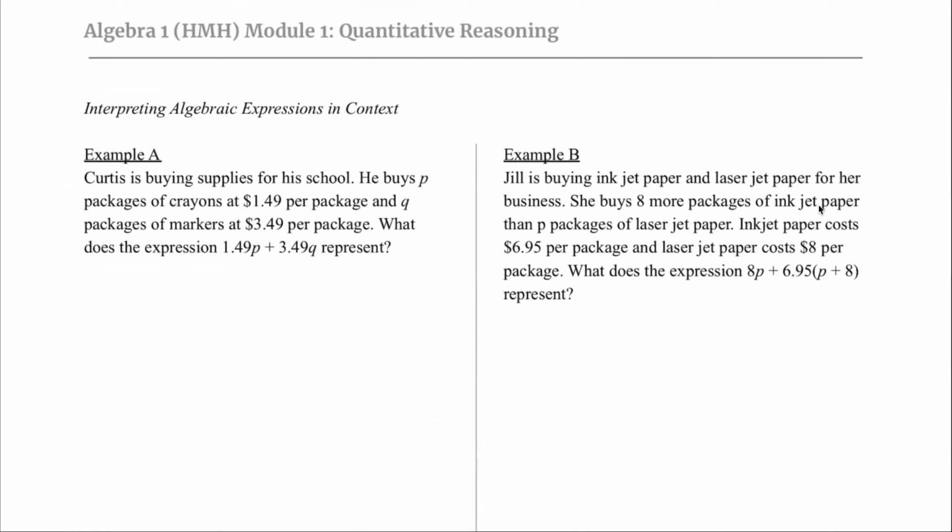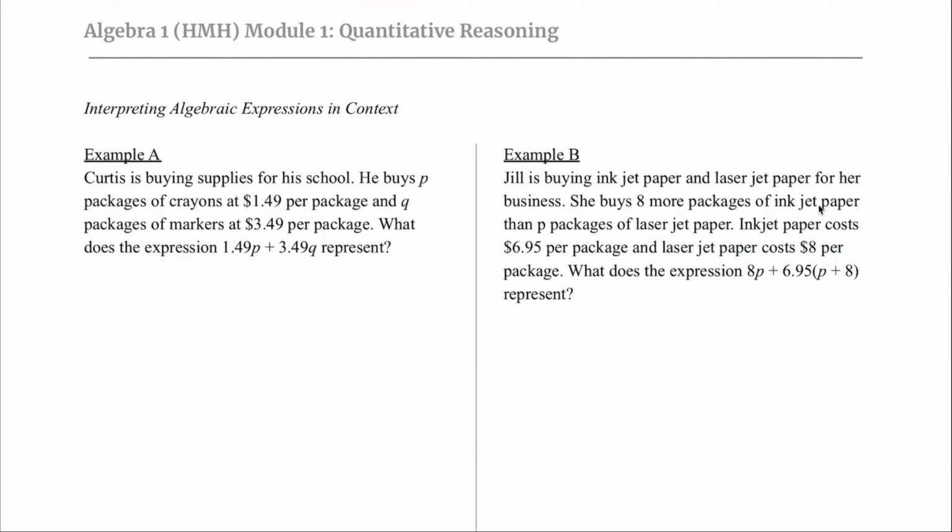Curtis is buying supply for his school. He buys blah blah blah blah. P package. Got it. So it's asking you what does that mean? Right? It's very similar to the previous question, right? That's another one over here. This one is slightly more tricky. Why don't you go ahead and try it if you haven't done so already.